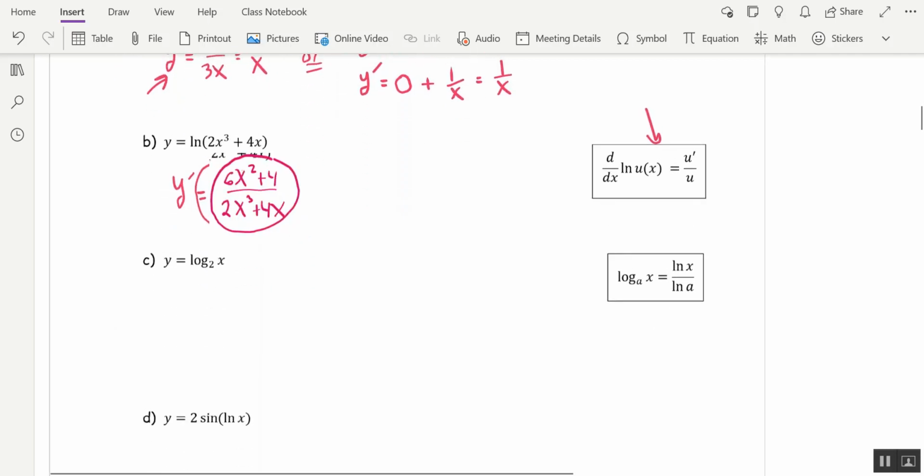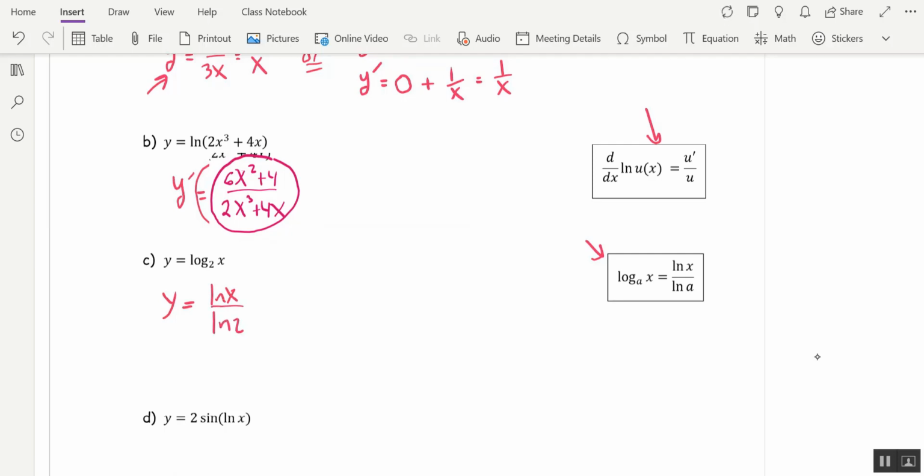Next one, we've got logarithm to a different base. So the first thing we want to do is change y to the natural logarithm using the formula you see over here in this box. So y equals, not y prime, y equals ln x over ln 2.